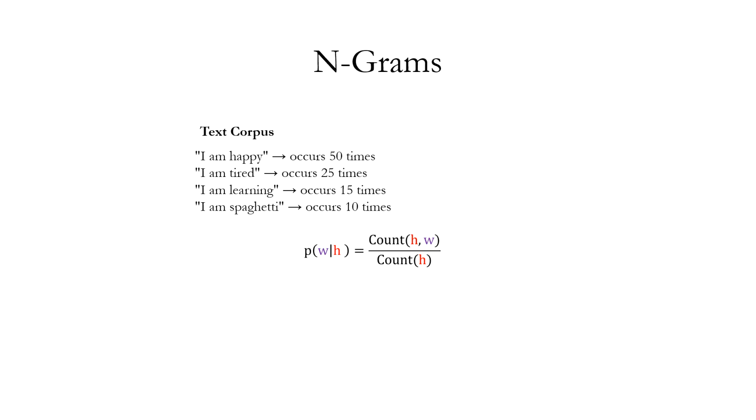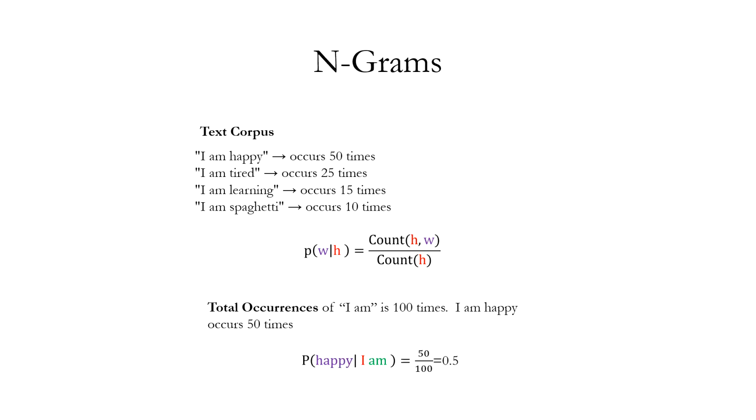Okay, so we're going to count the history followed by the word, and then divide it by the count of the history. Okay. So total occurrence of I am is 100 times. I am happy occurs 50 times. So the probability of happy given I am is 50 out of 100, right? Because we've got a total of 100 sentences, I'm sorry.